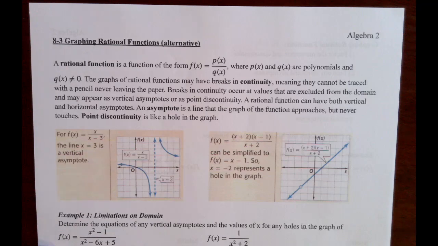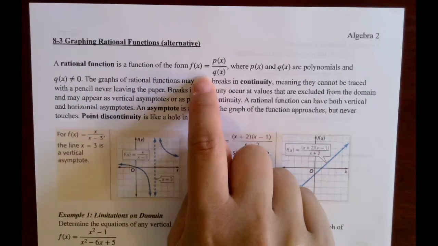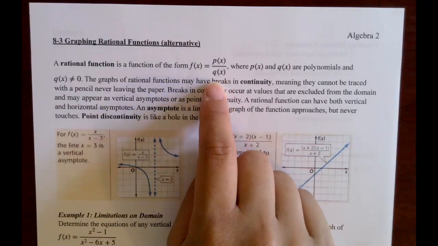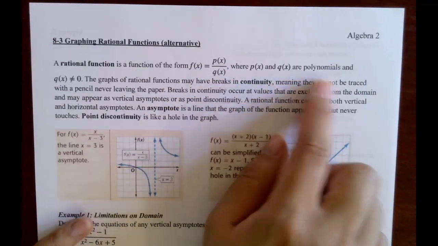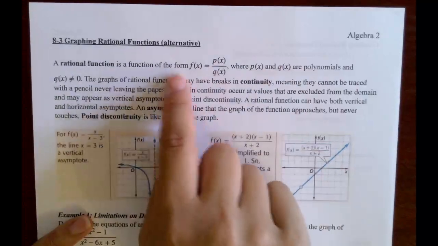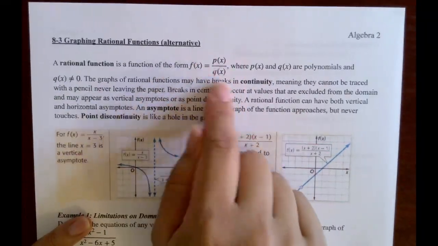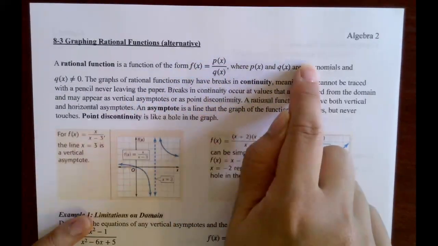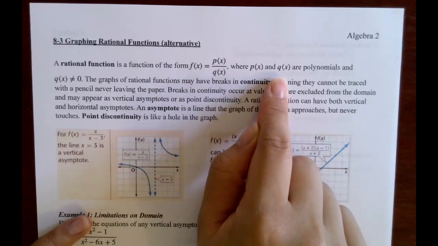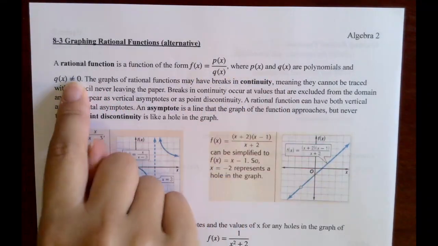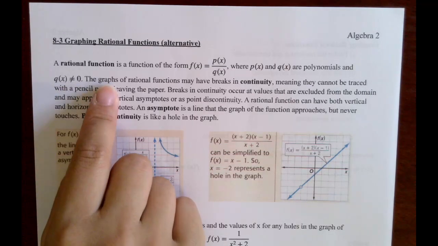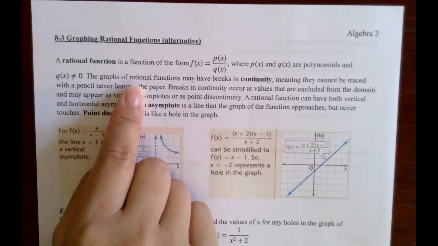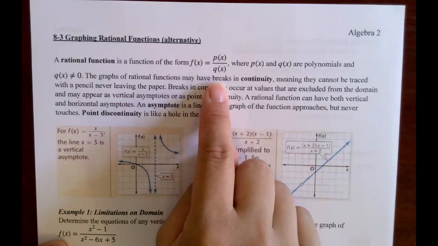So a rational function is a function of the form f of x equals p of x over q of x, where p of x and q of x are polynomials. Basically, it's a ratio where the top part is a polynomial and the bottom part is a polynomial. The polynomial on the bottom cannot equal 0, because then it would make it undefined.